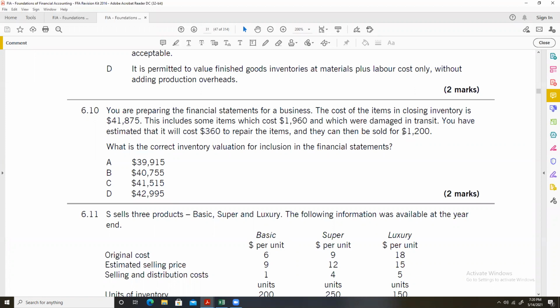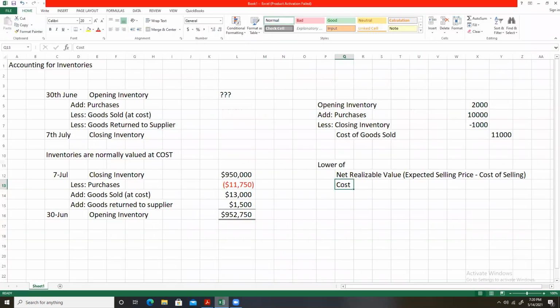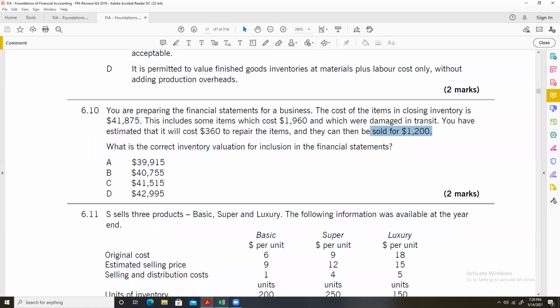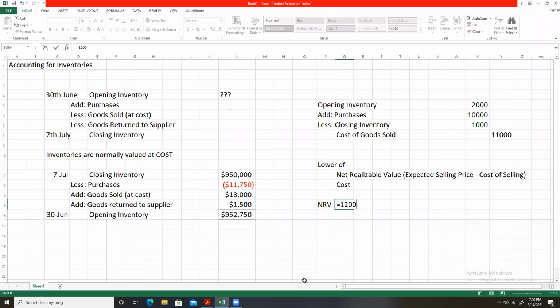Now, what should be the NRV in this case? The damaged inventory can be sold for $1,200. Plus, we also have to make an expenditure of $360 to get the items repaired. So we will subtract 360 from it. So the NRV will be $840.